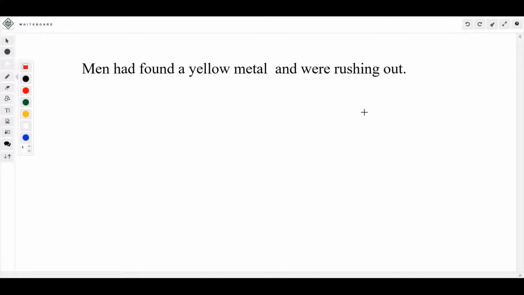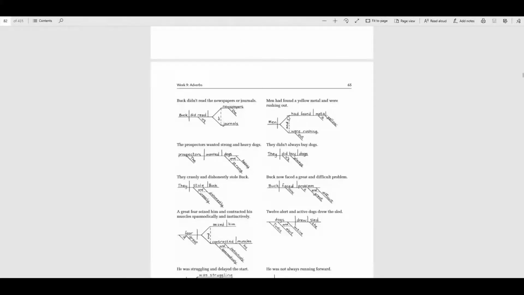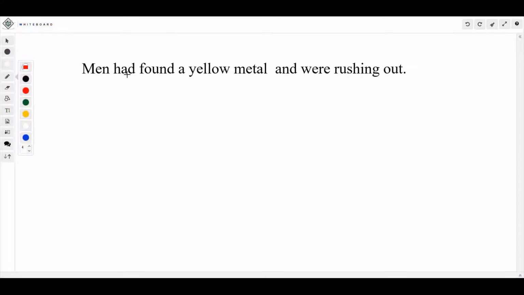Men had found a yellow medal and were rushing out. First, let's label the sentence. Okay, so let's look for a verb. Okay, here's and, so that's a clue. So had found and were rushing. No, yes, were rushing. Were rushing. Yes, I believe that's right. Okay, let's label it that way. Let's check it and make sure. Yeah. Had found is our verb. And were rushing.